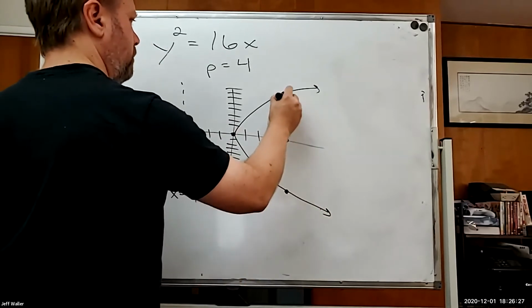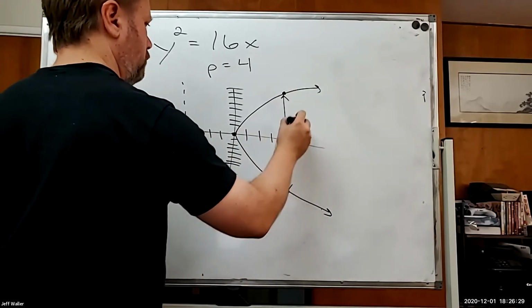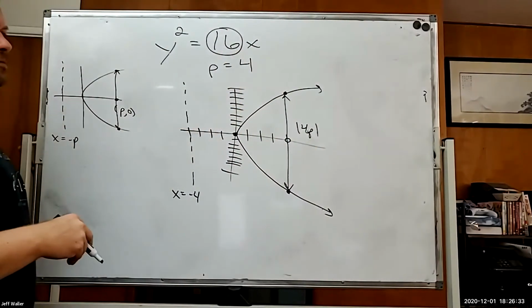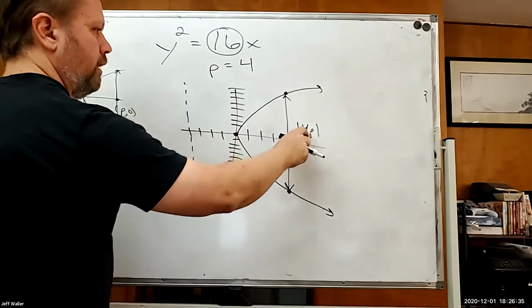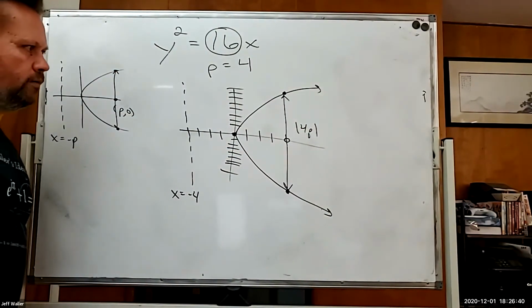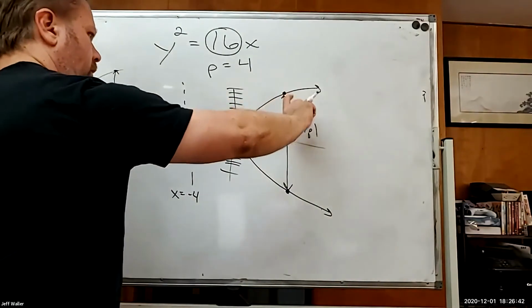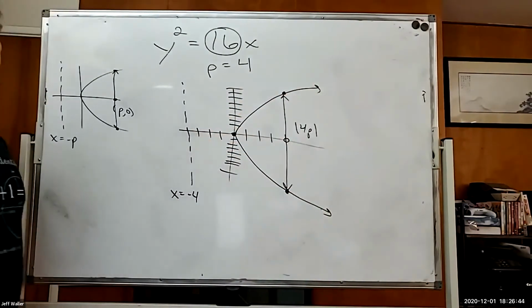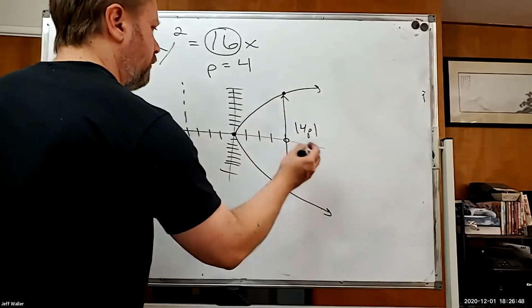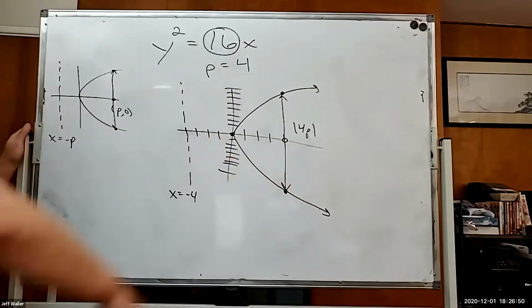So this whole length will equal that coefficient. It equals the absolute value because it could be negative, right? That means this is half, this is 2p, and this is 2p. So if you ever see anybody talk about satellite dish or something and talk about focal diameter, now you know what that is.